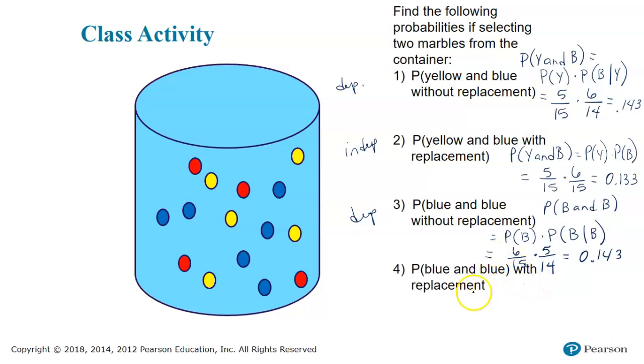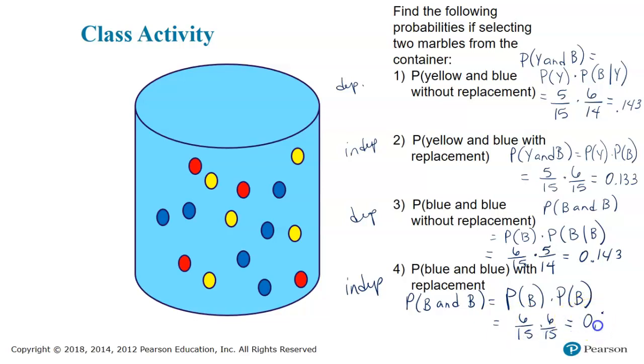Okay, the last one, we want to do the probability of blue and blue. But we want to do this with replacement. So with replacement, it's going to be independent. So I'll do the probability of a blue, and I'll multiply that by the probability of another blue. So that's going to be 6 out of 15 times 6 out of 15 for 0.160. So hopefully this demonstrated to you the idea of with replacement and without replacement.